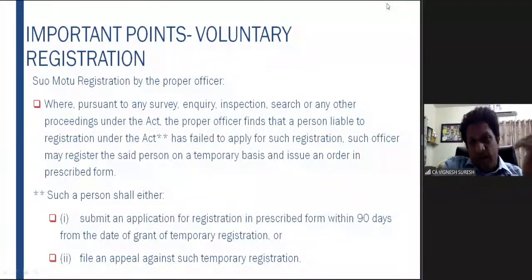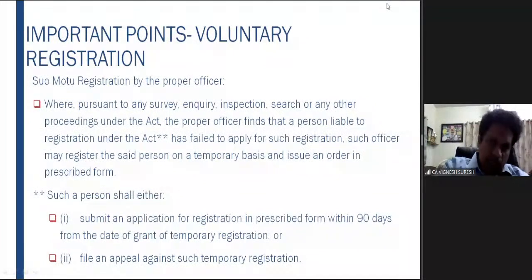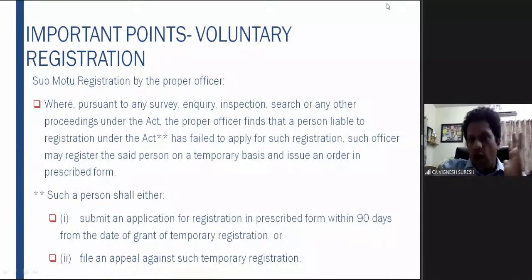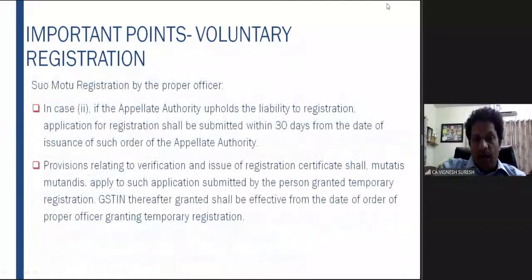Once this temporary registration is done, the person can accept, saying that okay, I am liable to be registered, and submit an application for registration within 90 days from the date of grant of the temporary registration. Or if that person feels that this temporary registration is invalid and he need not get himself registered at all, he can also file an appeal against the temporary registration. This is the process which is to be carried out.